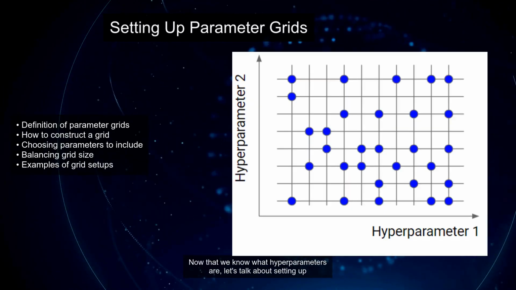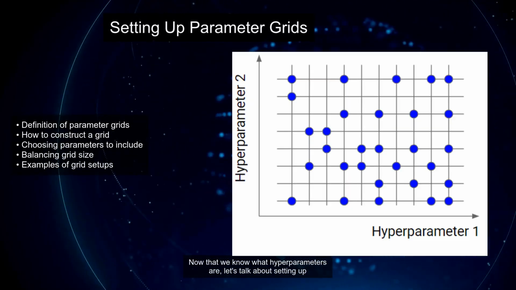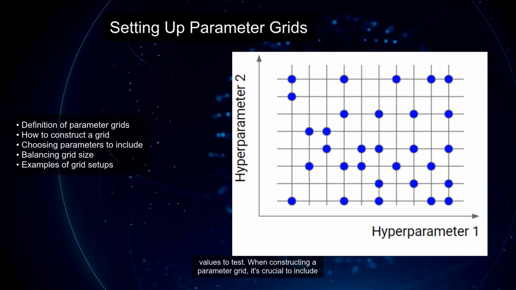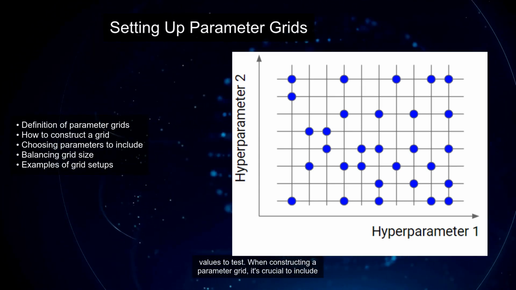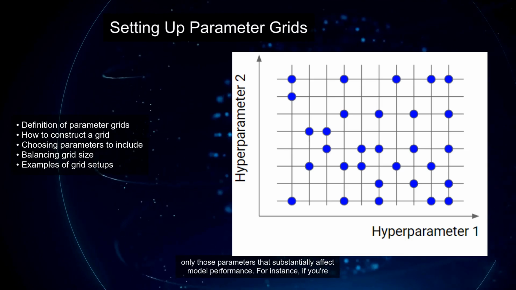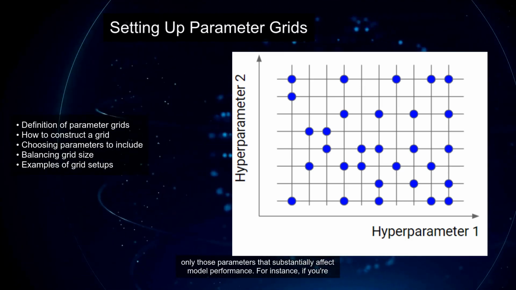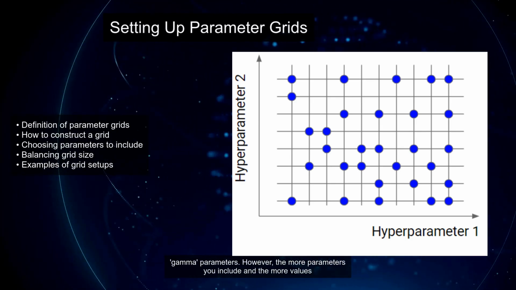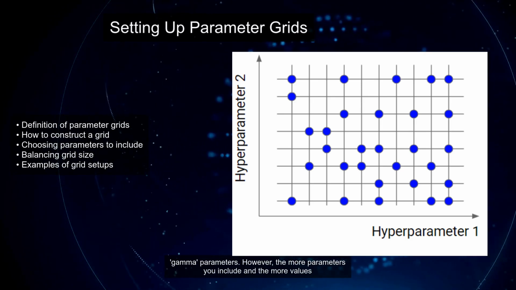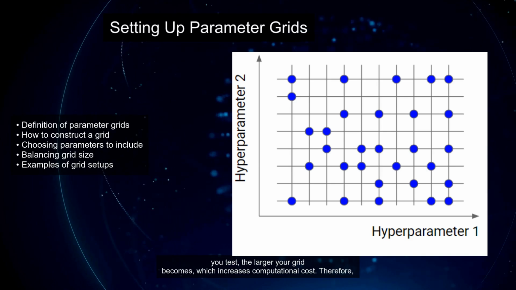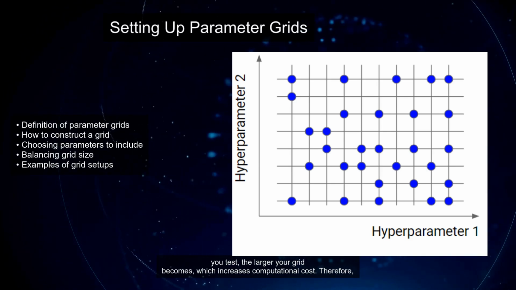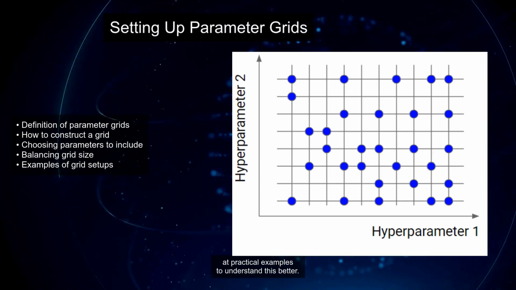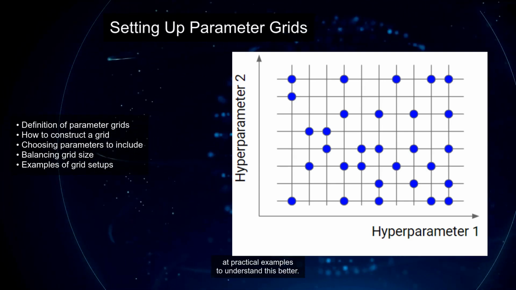Now that we know what hyperparameters are, let's talk about setting up parameter grids. A parameter grid is essentially an exhaustive list of hyperparameter values to test. When constructing a parameter grid, it's crucial to include only those parameters that substantially affect model performance. For instance, if you're working with a support vector machine, you might include the C and gamma parameters. However, the more parameters you include and the more values you test, the larger your grid becomes, which increases computational cost. Therefore, you must balance between a comprehensive search and practical limitations. We'll look at practical examples to understand this better.